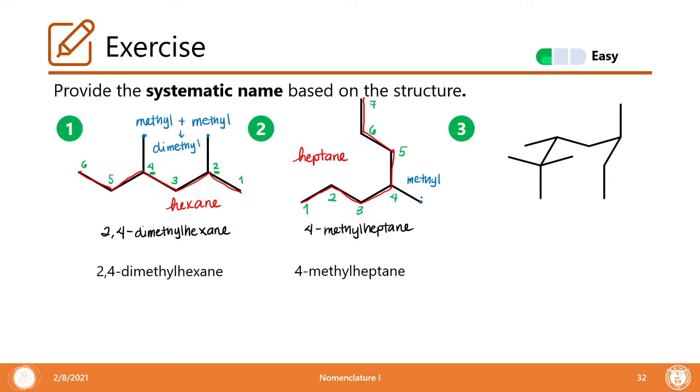Okay, and let's do number 3. It's arranged weirdly, but you should be able to find the longest chain. You can try looking at it from here first. 1, 2, 3, 4, 5, 6, and 7. Okay, so we have 7, so we have another heptane.